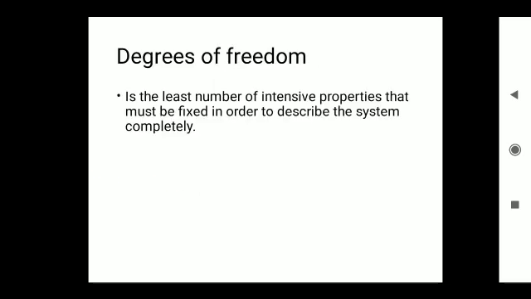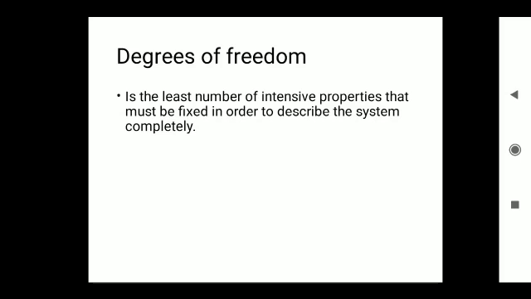Next one, degrees of freedom. It is the least number of intensive properties that must be fixed in order to describe the system completely. It means that to describe the system completely, the least number of intensive properties are used. It can be called degrees of freedom. Some examples of intensive properties are temperature, pressure, concentration, refractive index, density and viscosity.